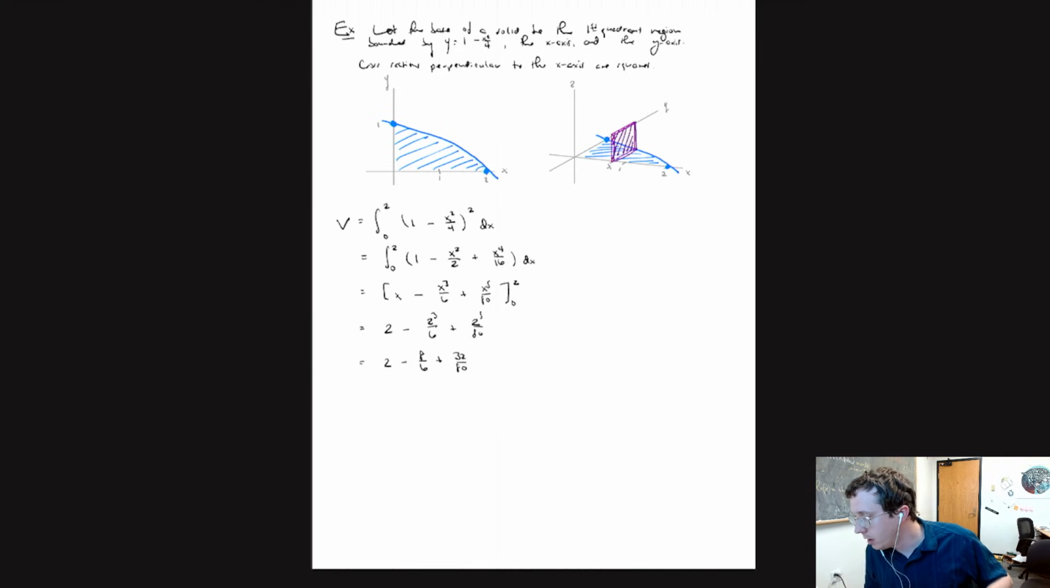Can I do another one? I'd be happy to do another one. If you have one picked out for me, that would be helpful. But I want to do areas between curves, and then we can come back to that.